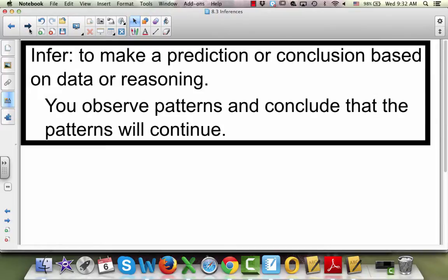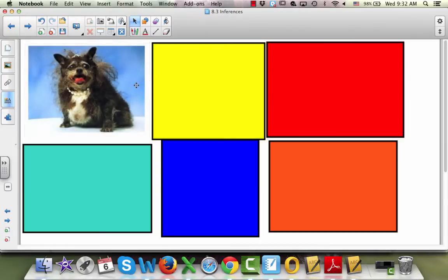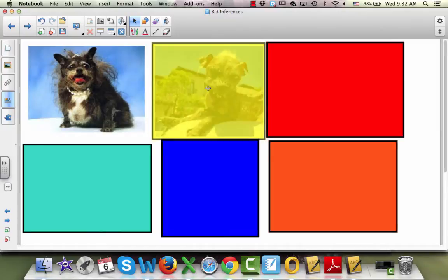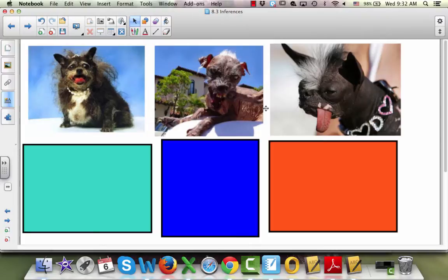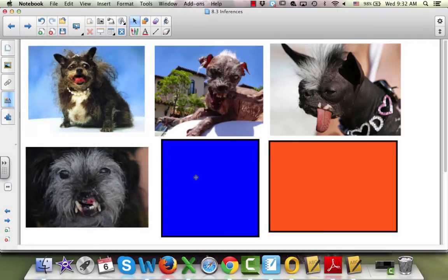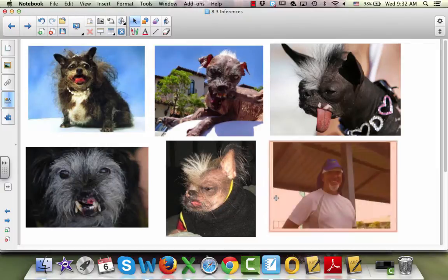Here's an example. Alright, in the first block here we see what? Yes, a very ugly dog. In the next block we see another ugly dog. Third block, still another ugly dog. And again, and again. So what can you predict, what can you infer will take place in the sixth box? Yeah, because the pattern has been an ugly dog in each one, you can conclude or infer that the sixth one will also be an ugly dog. Ah, it is an ugly dog.